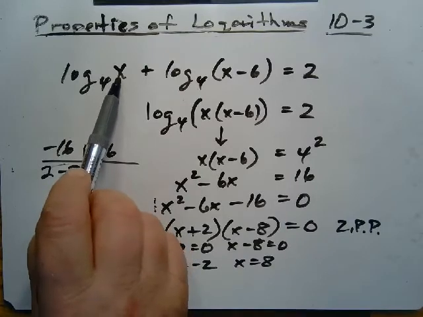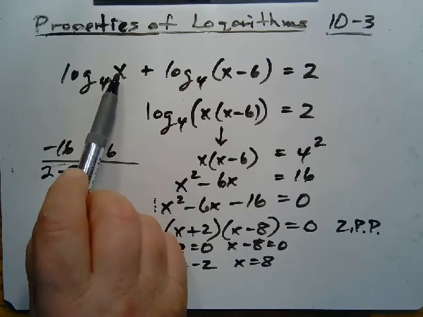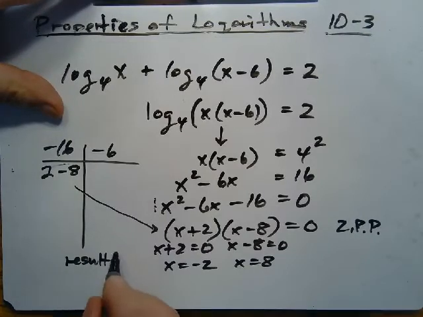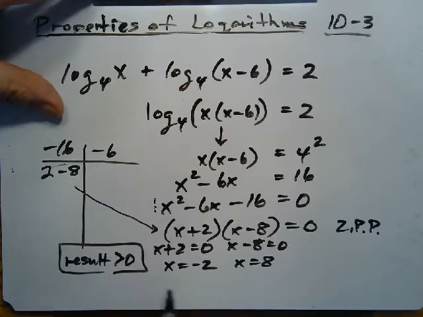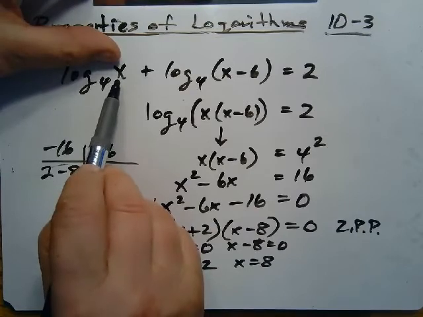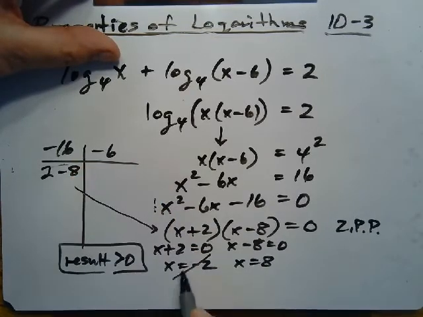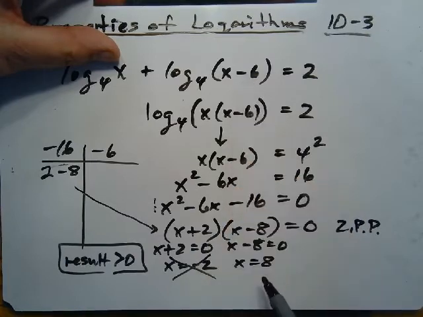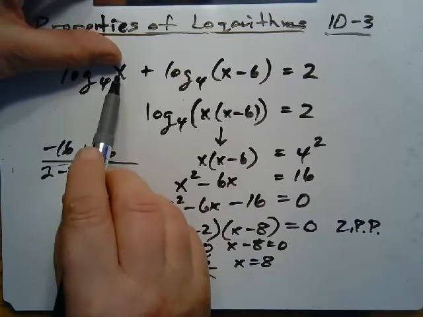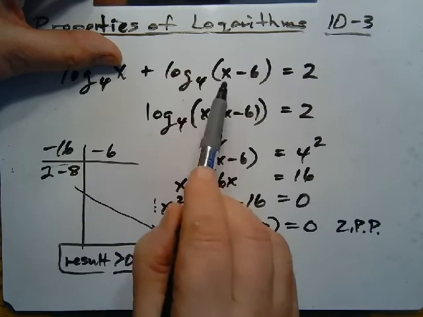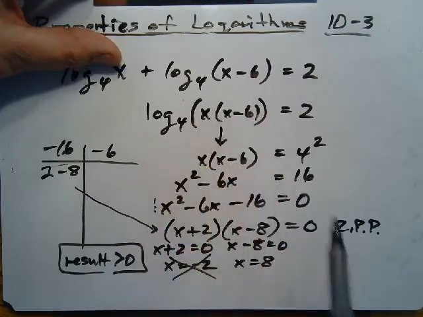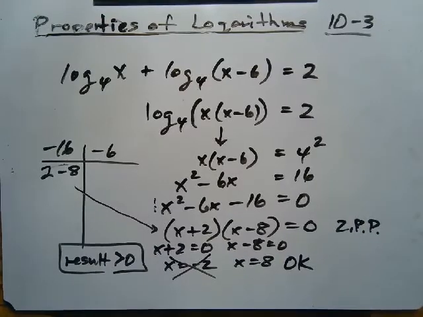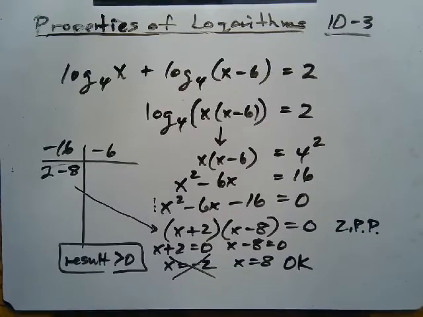If I put negative 2 in here for x, that's not going to be allowed because the result must be greater than 0. And that result would be negative 2. That would not work. So this is extraneous. It doesn't work over here either. Let's check 8. If 8's in there, that's okay. And if I put 8 in here, I get 8 minus 6 or 2, and that's okay. So this is the one answer that's okay. The other one is an extraneous solution.